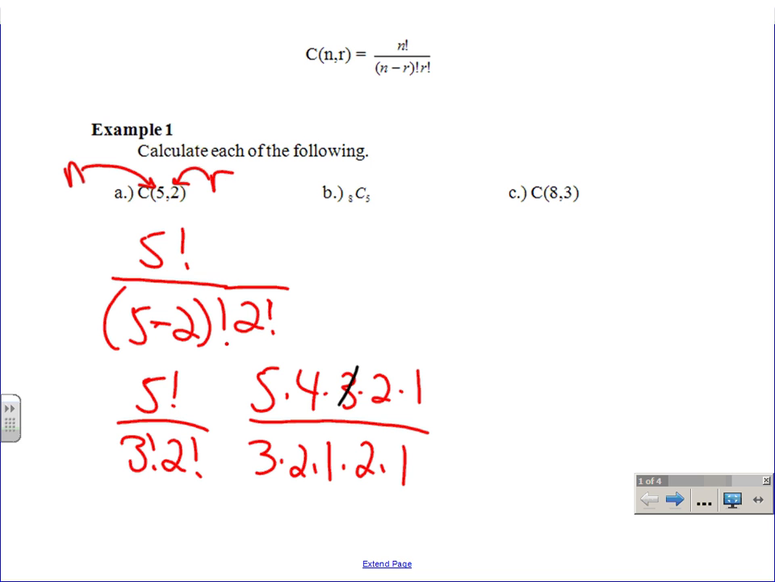So that 3 cancels with that one. That 2 cancels with that one. That 1 cancels with that one. And this 2 becomes a 1, and that 4 becomes a 2. And that's just a 1 at the bottom, so that's good. And so we take 5 times 2 over 1 times 1. Well, 5 times 2 is 10, over 1 times 1 is 1.